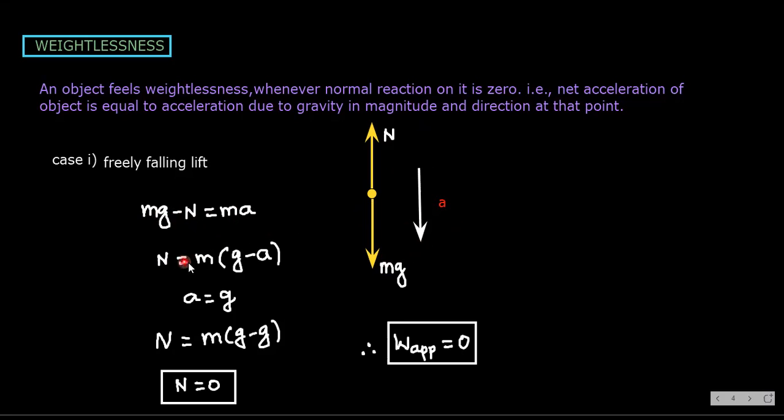If I transfer this side, then N is equal to mg minus a. And if a is equal to g, then you get N is equal to 0. If N is equal to 0, apparent weight is equal to 0 and the body will feel weightless. Yes, you can note down.